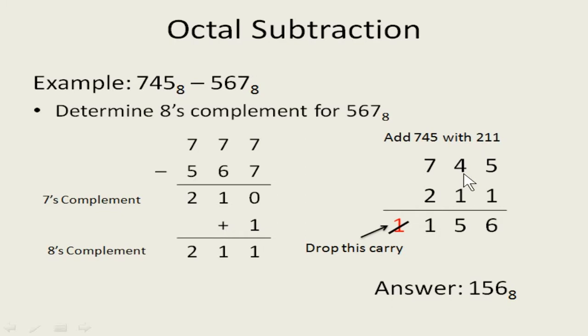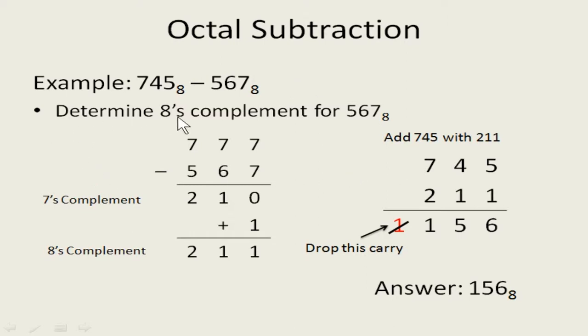Next you are going to see octal subtraction. Example: 745 base 8 minus 567. We have already seen binary subtraction, and also 1's complement and 2's complement. You are going to use that idea here in the example. Since it is an octal number, you are going to use 7's complement and 8's complement. Normally, when you convert the negative value into 2's complement, you can directly add up the numbers. The same thing you are going to do here.